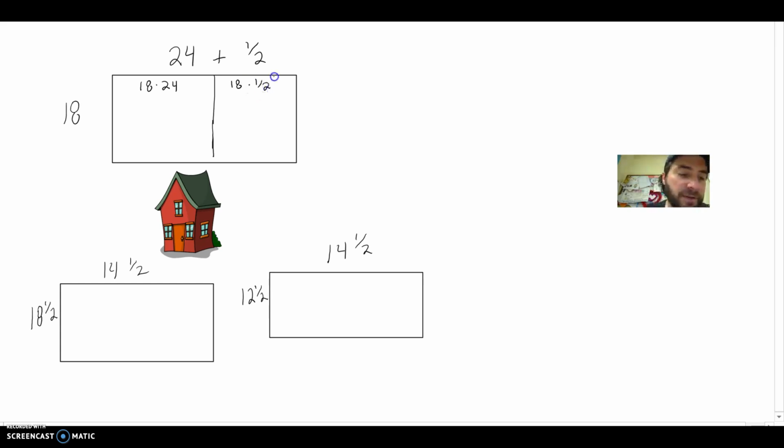All right, so let's see. 18 times 24, I'm going to do that real quick. I'm just going to use a calculator. Mr. Marcus is going to do a little cheating. 18 times 24, and you get 432. And half of 18 is 9. So the area of this side yard is 441 square feet.